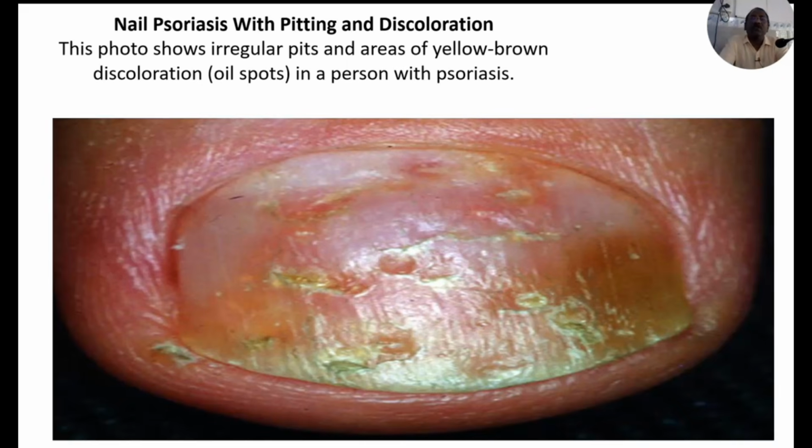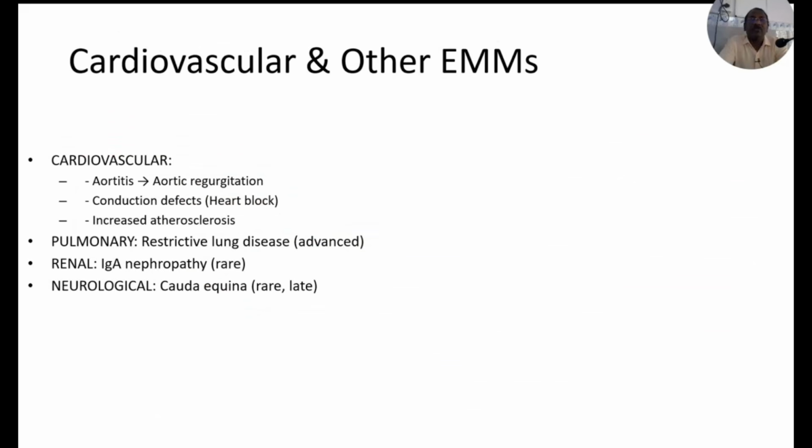See the nail psoriasis with the pitting and the discoloration, irregular pits and areas of yellow-brown discoloration, the oil spots in a person with the psoriasis. Cardiovascular, I told you that aortitis and aortic regurgitation is very common. Here, the conduction defects, heart blocks are also very common, and there are people with increased atherosclerosis. So atherosclerosis starts from our birth, and atherosclerosis increases in the people with ankylosing spondylitis and other spondyloarthritis individuals.